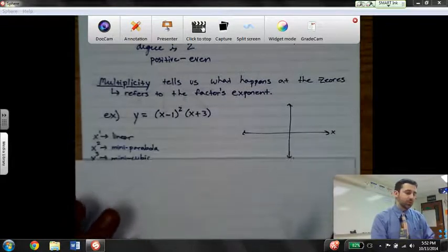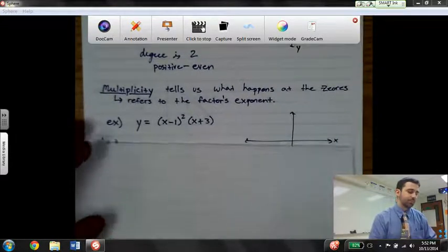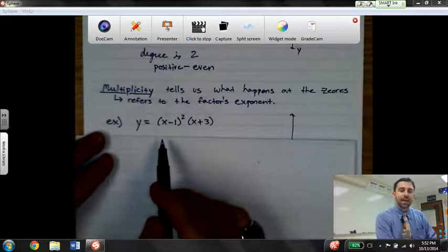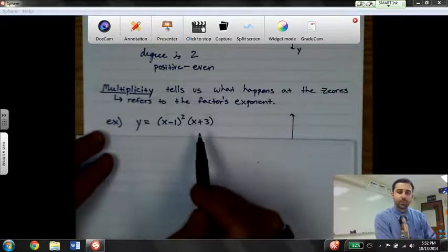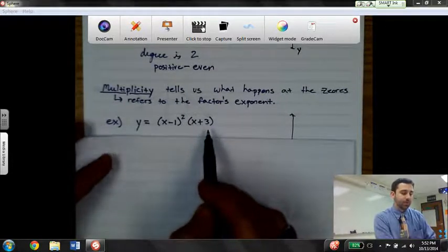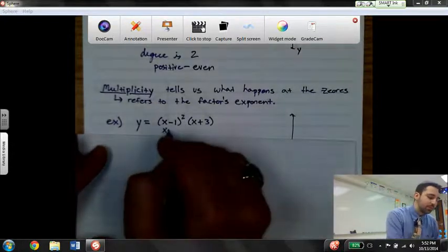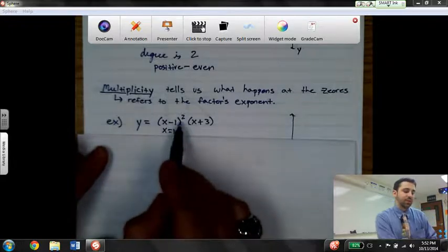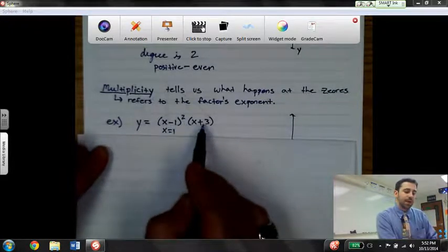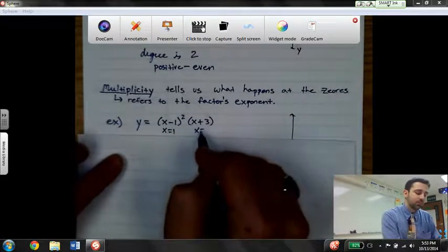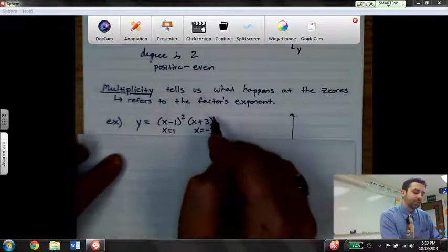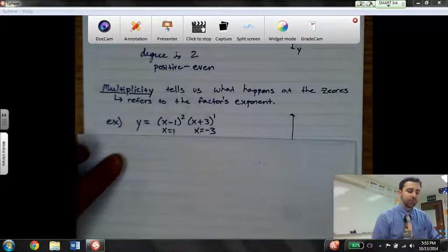So let's look at this example. y equals (x minus 1) squared times (x plus 3). I have a multiplicity on the x equals 1 factor, so this factor here of 2, and I have a multiplicity of this factor of 1, and that's my root -3.